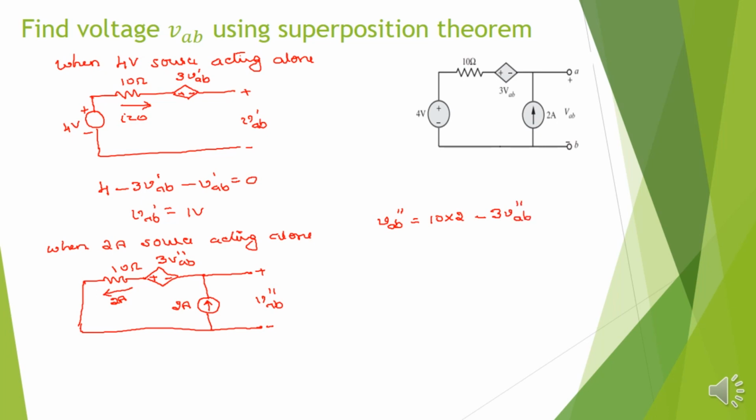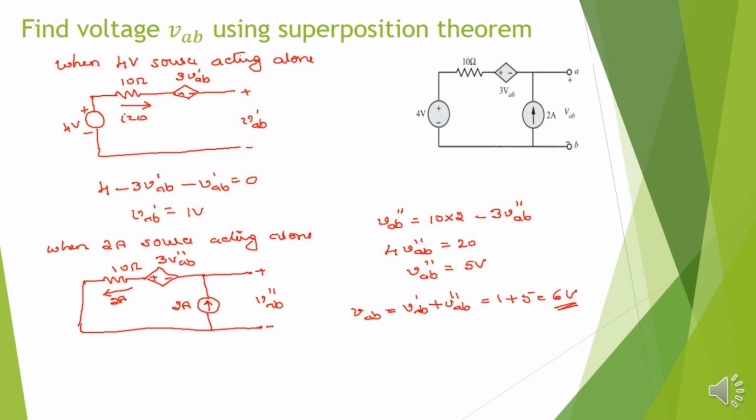So these two equations are the same, because VAB double dash, by tracing a path from lower potential to upper potential, this is directly VAB dash, and this is by tracing another path. So what happens, this 4 VAB double dash equal to 20. So VAB double dash equal to 5 volt. So what happens to VAB? VAB dash plus VAB double dash equal to 1 plus 5 equal to 6 volt.